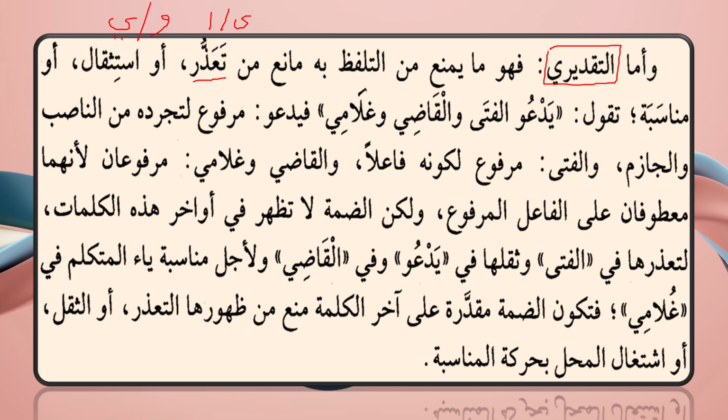So these two letters, as I explained, will take a visible fatha in only mansub case, but in marfu and majroor case, it will not show dhamma or kasra. So in this case, you will say it is istithqal, heavy. Ta'adhur is impossible. Aw munasib, suitable, in the case of غلامي. تقول, so this was the example we did before: يدعو الفتى والقاضي والغلامي. So now the author is explaining each and every noun and verb here.